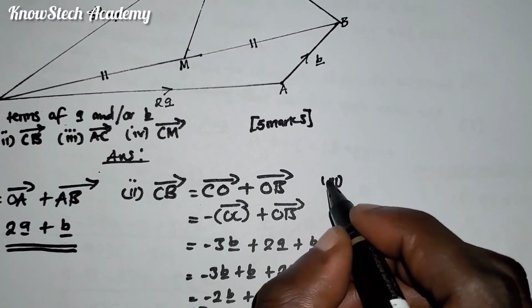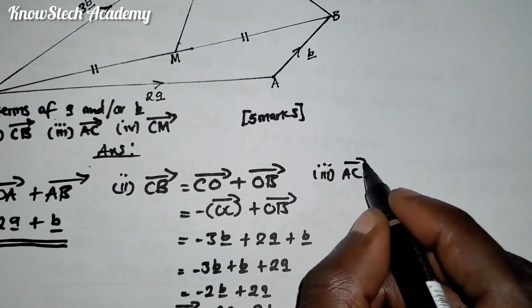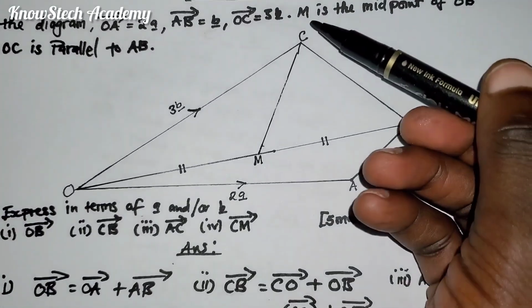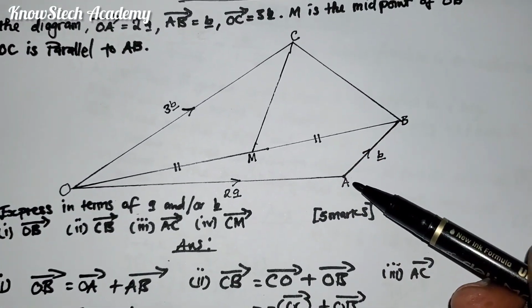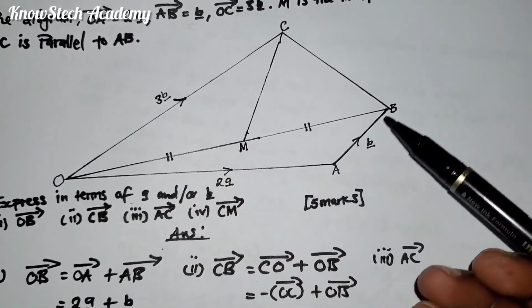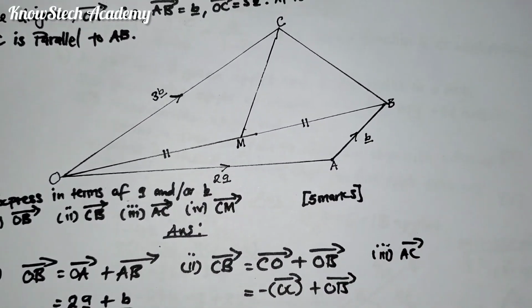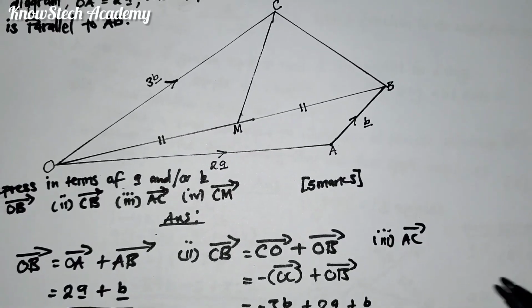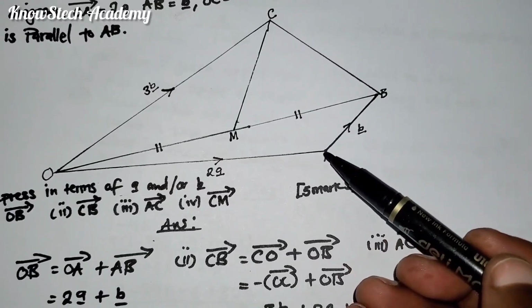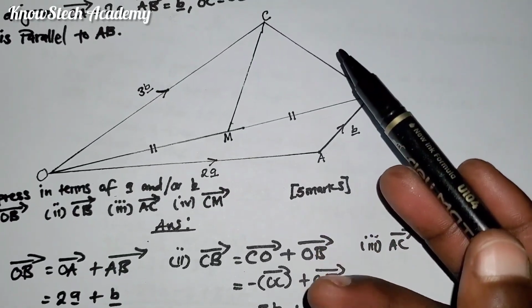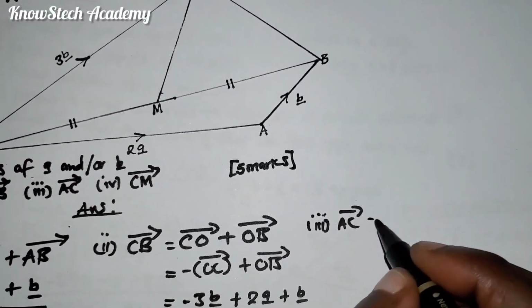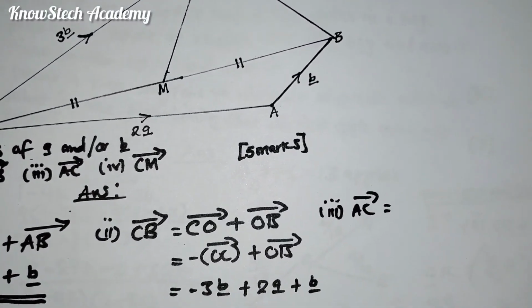Let's check where AC is. It's here, AC. The origin is A, so you can either move AO plus OC or AB plus BC. Whichever way we will find the same answer. Let's move AB plus BC, and I'll also show you AO plus OC. We'll see that we'll find the final answer.